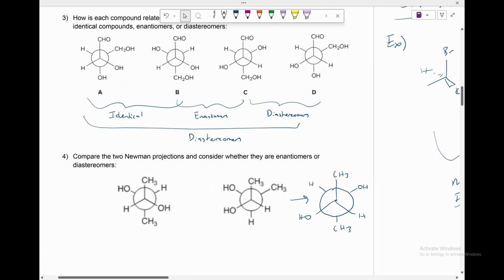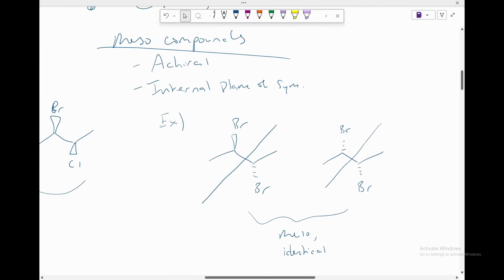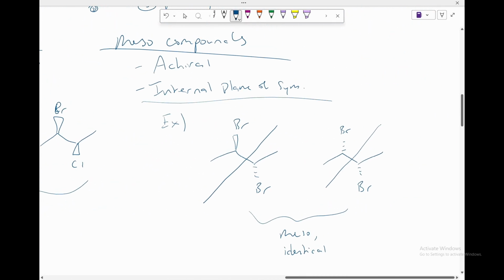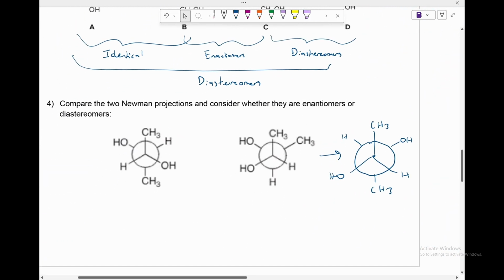So we were talking about meso compounds before. We talked about how they're achiral and they have an internal plane of symmetry, right? Could that be a possibility here? Well, we can see that there is: OH, OH, CH3, CH3, hydrogen, hydrogen, right? So there is indeed a plane of symmetry. And if we rotate this one, we can also see that as well, right?